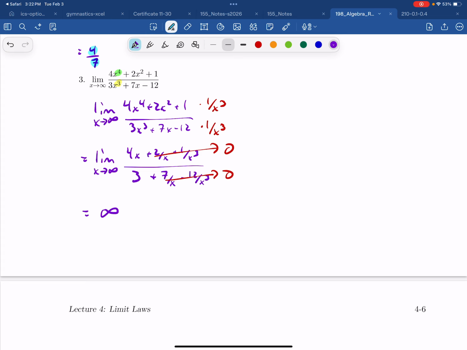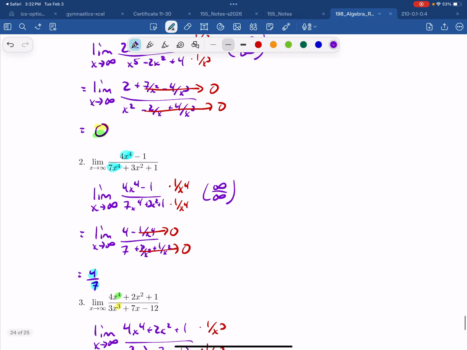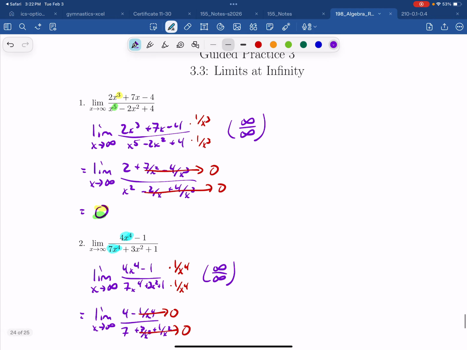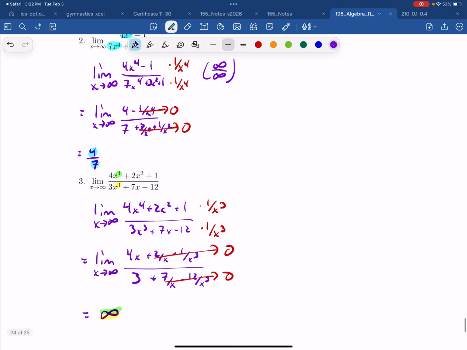And so our answer is infinity, right? If we have an ever-increasing number divided by a fixed number, our limit's going to be infinite. Right? And that's what we've got. So those are the three types of problems that you can have, right? A situation where the higher degree was in the numerator, the degree is the same, or the higher degree is in the denominator. Think about what the answers are always going to be. That's all we've got.